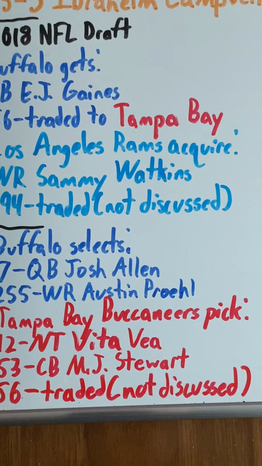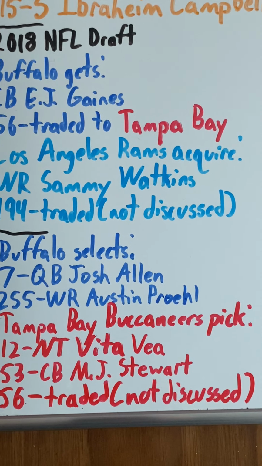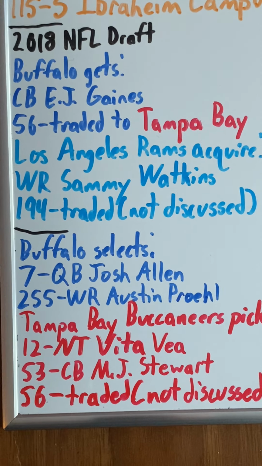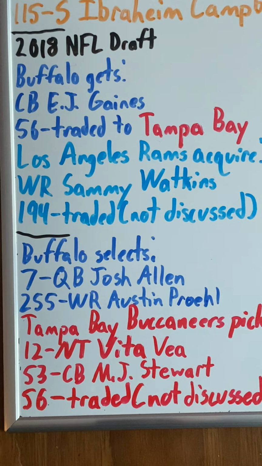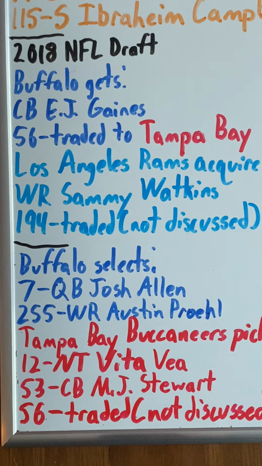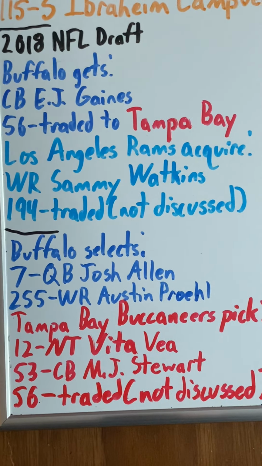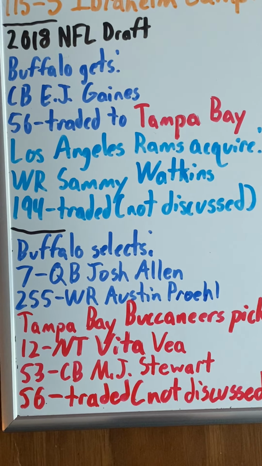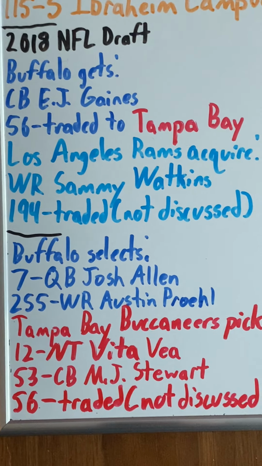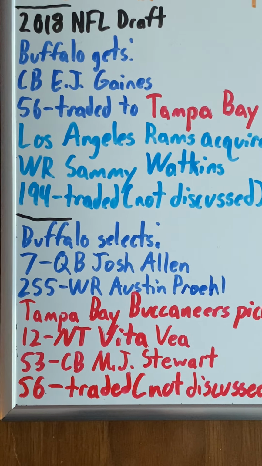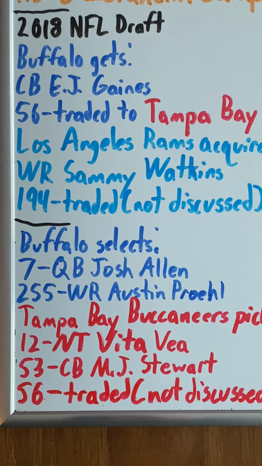He's not exactly in the MVP race, but he's definitely making a name for himself. And he had a really good 2020. It's definitely looking like Josh Allen is the franchise quarterback for the Bills, assuming he can stay healthy. A mobile gunslinger, that's really, really pressing it. But fingers crossed for Buffalo. Now, the 255th pick, they would select wide receiver Austin Crowell, who did not make the team.